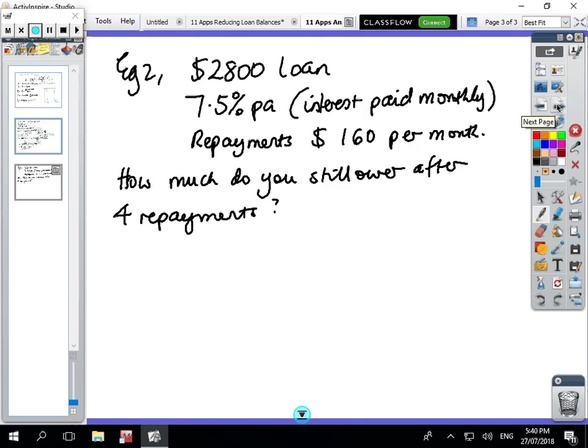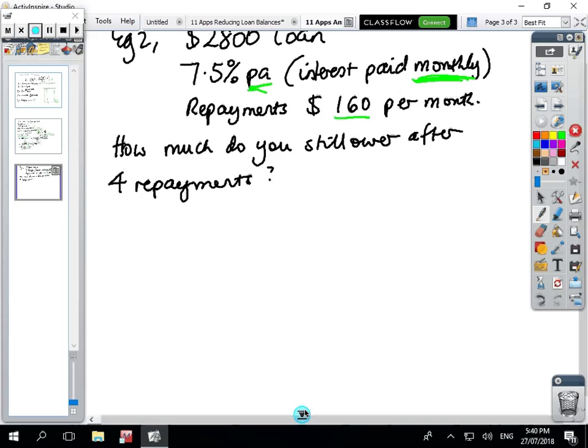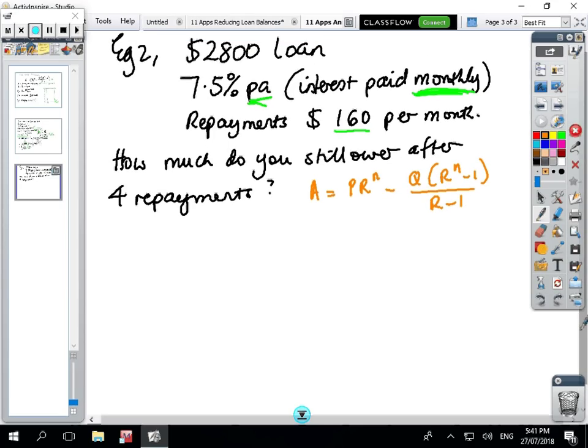Okay, so let's do another example. We've got a $2,800 loan, 7.5% per annum. Again, we quote it per annum, but the repayments are $160 per month. I've just made up a random number there. How much do you still owe after 4 repayments? Have a go at that. Use the formula A equals P R to the n minus Q bracket R to the n minus 1 over R minus 1. See if you can plug and play for the $2,800 loan, and we'll see how we go.